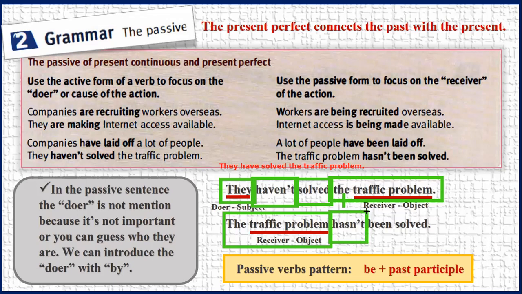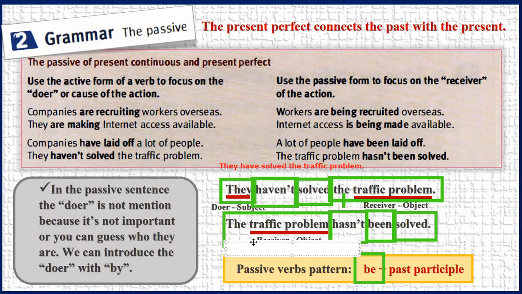Now we have the auxiliary verb. We have verb be, because remember, we use verb be for the passive voice. Always, we need verb be. Yes? And then we have the main verb in participle. Okay, everybody? Let's have this in affirmative. Let's have the same example. The traffic problem has been solved.